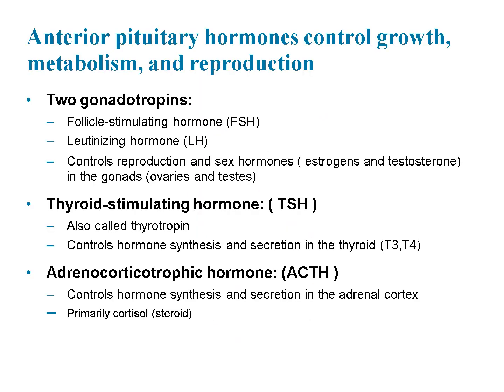The anterior pituitary gland produces two hormones called gonadotropins, follicle-stimulating hormone and luteinizing hormone. These hormones regulate reproductive functions and the production of sex hormones, such as estrogens and testosterone, in the ovaries and testes. The thyroid-stimulating hormone, also known as thyrotropin, controls the synthesis and secretion of hormones from the thyroid gland, including triiodothyronine and thyroxine. The adrenocorticotropic hormone stimulates the adrenal cortex to produce hormones, primarily cortisol, which is a steroid hormone involved in stress response and metabolism.